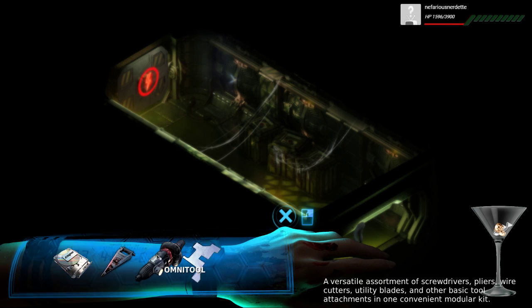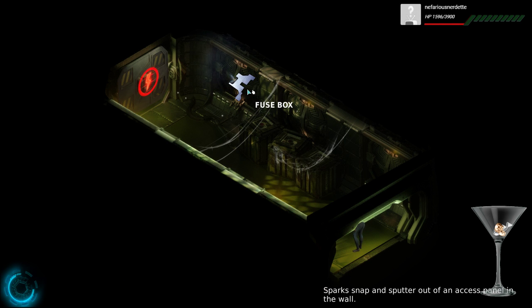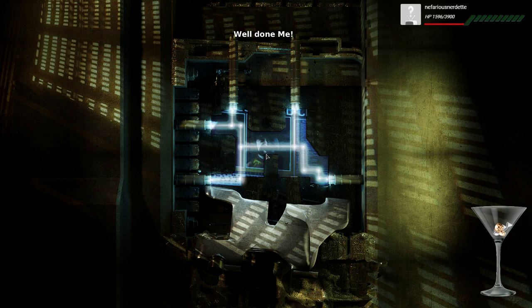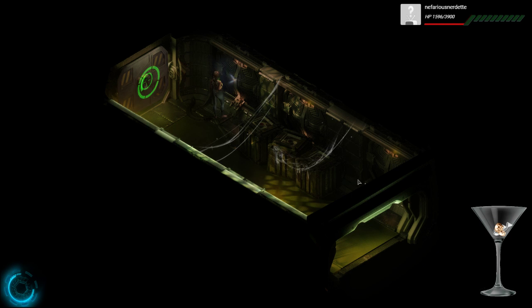Alright, so there we go. I was like, why would I need an outline? It's still just an ID card. What possible purpose? And I remembered I had an Omni tool that I could use to cut and weld all the things.